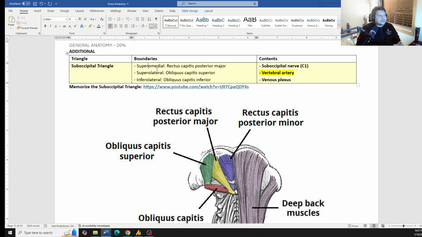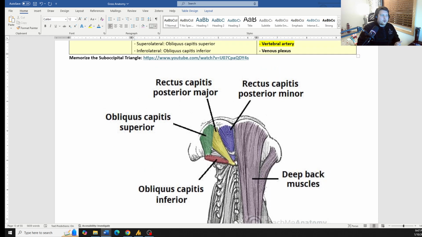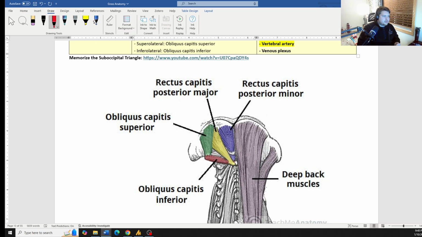The boundaries that we're going to see with the suboccipital triangle: superior and medial, we have the rectus capitis posterior major. Superior and lateral is the obliquus capitis superior. And inferior and lateral is the obliquus capitis inferior. It's super important to note these are the three muscles that make up the triangle. These three muscles.